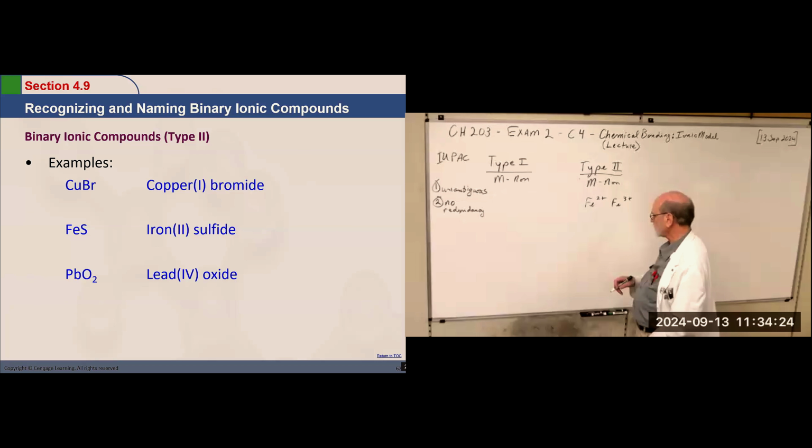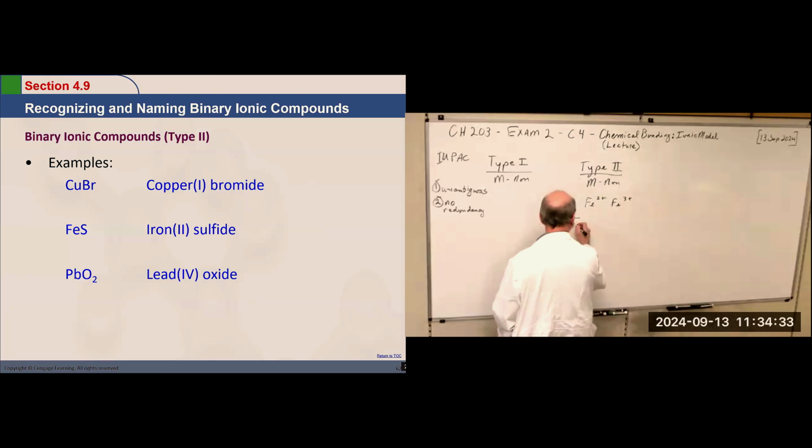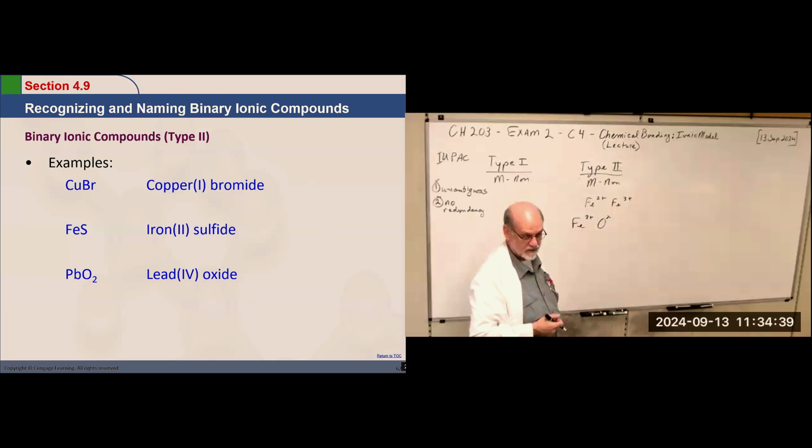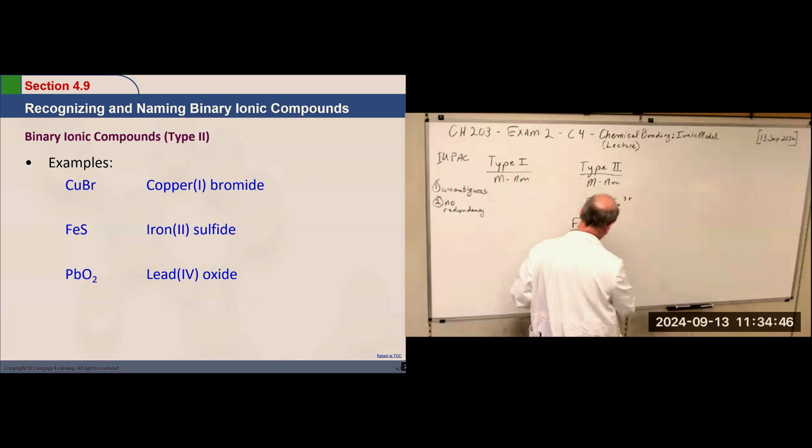So if we say that we're going to form an oxide with this iron right here, and form an oxide, which is 2-, we only need one of each. But to name it, we have to say iron, and we borrow from this convention, iron oxide, but we have to say what the charge is. Iron 2 oxide.